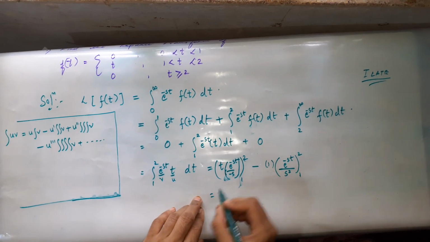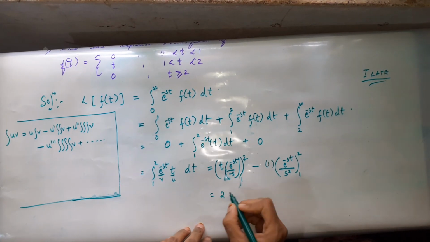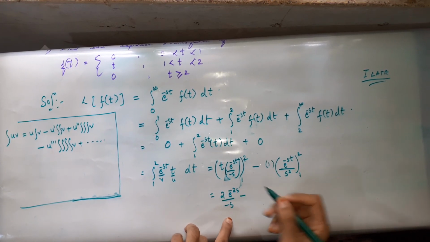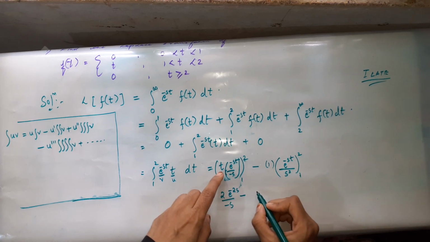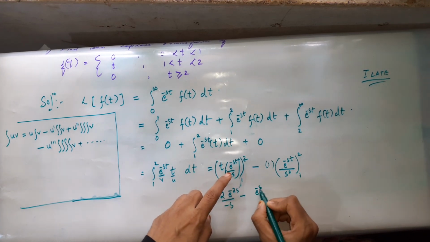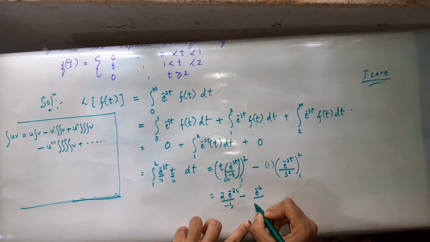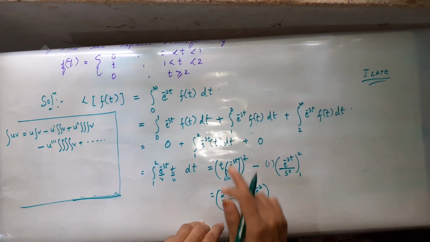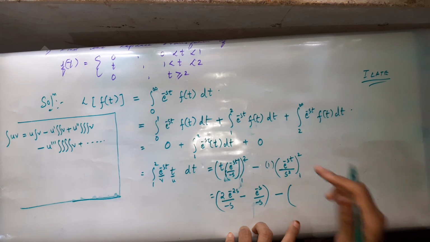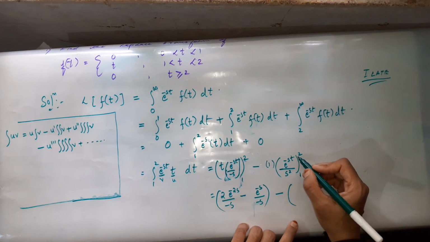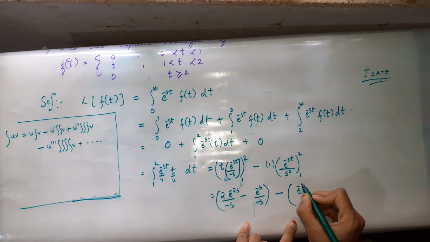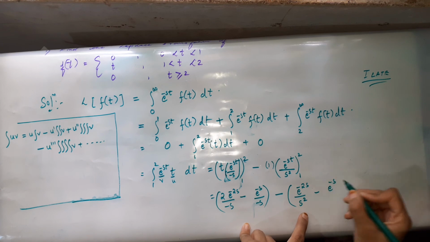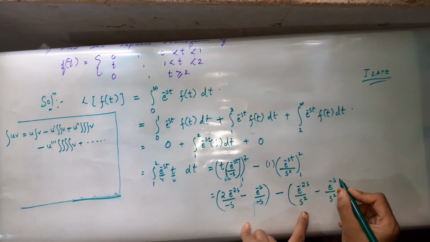Okay, if you put the upper limit, t as 2, you get 2 times e to power minus 2s divided by minus s. This is the upper limit minus the lower limit. What is the lower limit? t is equal to 1. So it will be 1 into e to power minus s divided by minus s. Okay, this is the solution for the first bracket minus the solution for the second bracket. Put t as 2, so it will be e to the power minus 2s divided by s square, minus e to the power minus s divided by s square for t as 1.